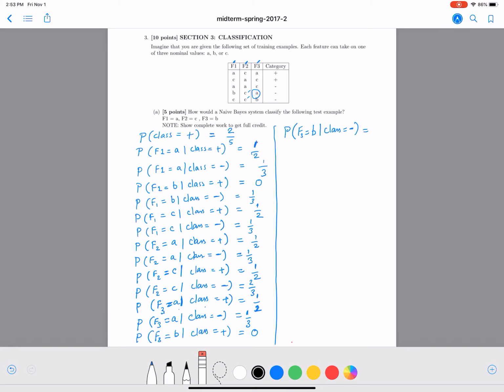Now there is 1 out of 2 values there, right? So it's 1 by 2. Probability of f3 equal to c given class equal to minus would be 1 out of 3 values, 1 over 3.